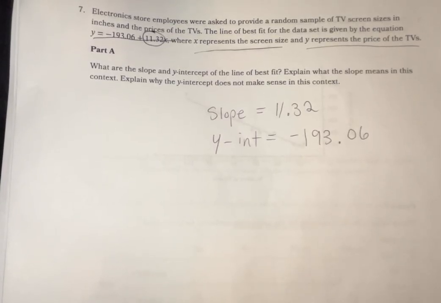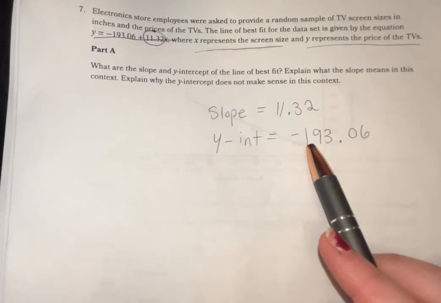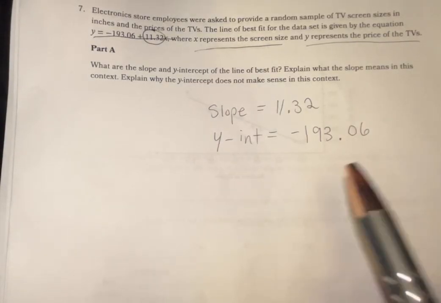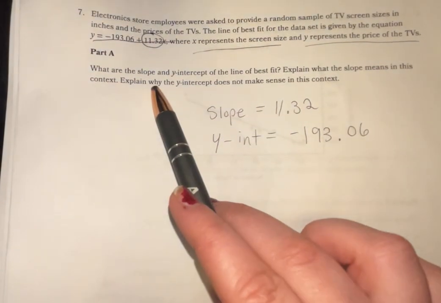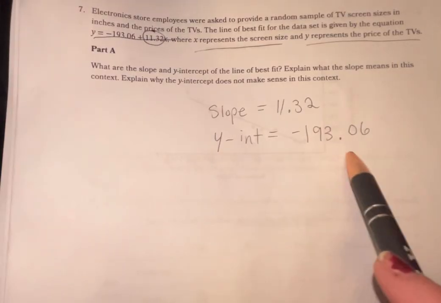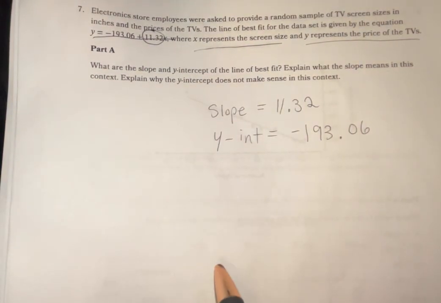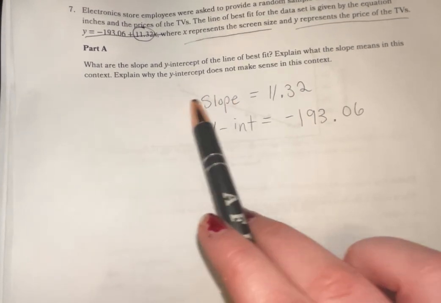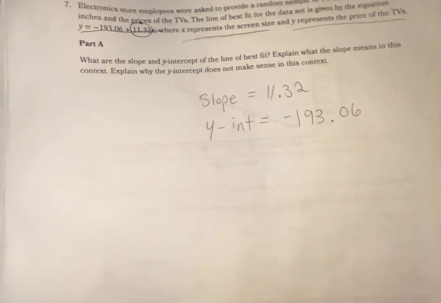But here's the deal, though. The y-intercept is negative $193.06. Does it make sense? It's asking at this point, does the y-intercept make sense? Can I have a TV that is 0 inches and costs me negative money? That does not make sense. So the y-intercept does not make sense in this case.